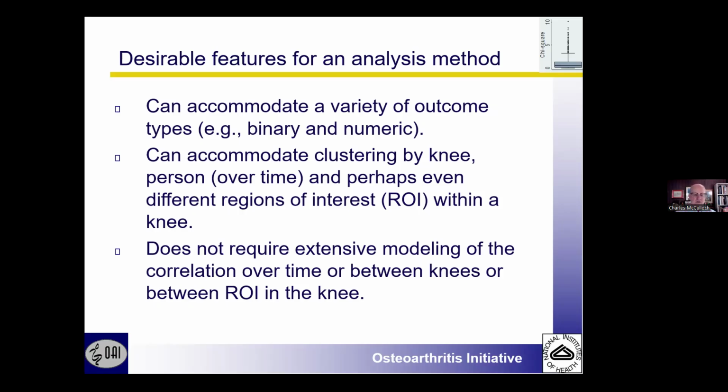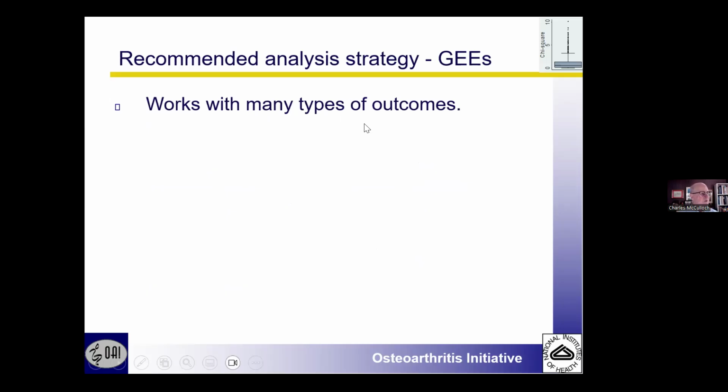I'll talk about the differences in the methods in a second, but I would say, in 95% of the examples I run across, people are mostly interested in the associations. The correlation needs to be accommodated for the reasons that I noted, and I'll mention in a couple of other examples, but not of primary interest. So often it's nice not to have to spend a lot of time modeling the correlation. So that leads me to recommending as sort of a base analysis strategy, generalized estimating equations. It works with many different types of outcomes.